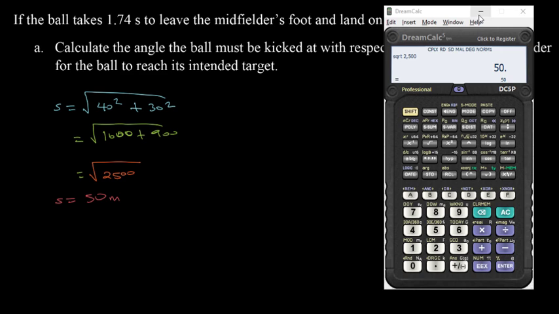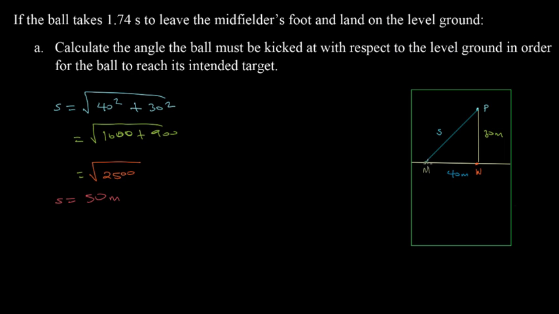Therefore, the ball will be kicked a distance of 50 meters along this straight line. We're assuming that the ball will be traveling in a straight line like that. Again, it's a lobbed overhead pass, so we're assuming it's going to travel overhead in a straight line towards P. Now, that's how we need to calculate the angle that the ball must be kicked at with respect to the level ground in order for the ball to reach its intended target.